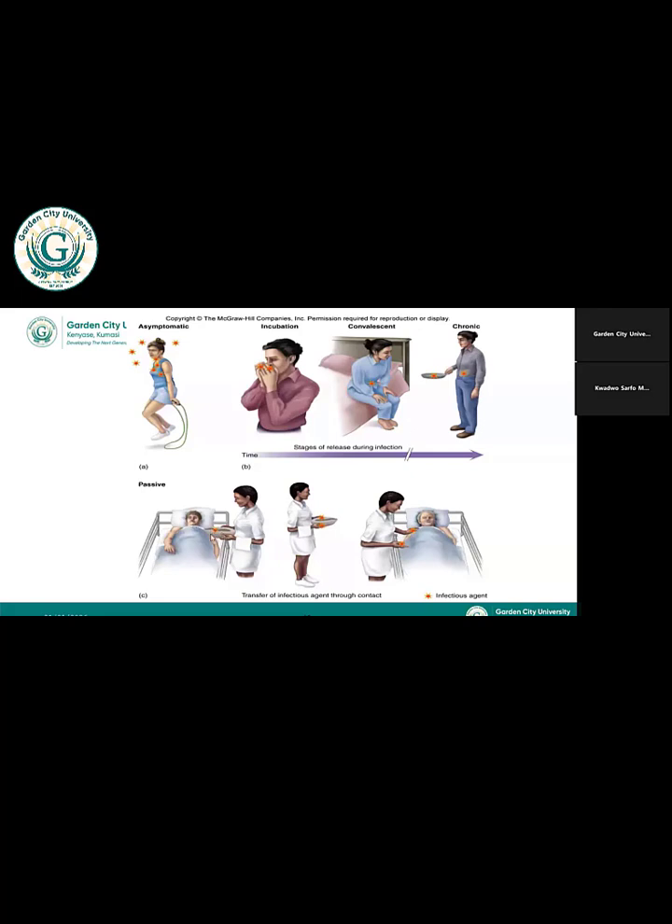And sometimes the health worker would go with an object that is not contaminated, but as a result of contact with the patient who has the infection, in the case of a convalescent or somebody who is admitted, that object the health worker is using could become contaminated and then transferred to another patient. So this is passive transmission.